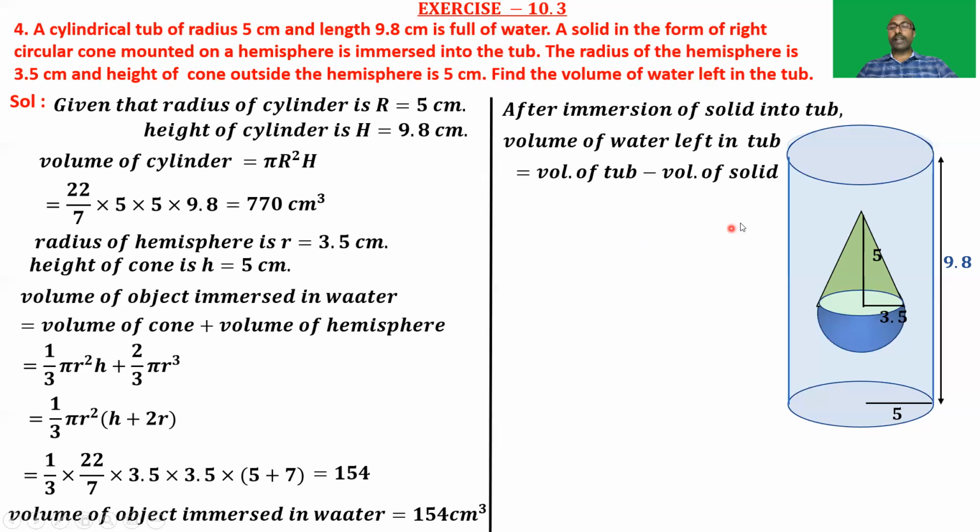So the volume of water left in the tub is equal to the volume of tub minus the volume of solid. The volume of tub, which is in the shape of a cylinder, is equal to pi r square H. Already we have found the value as 770 and the volume of solid is 154. So 770 minus 154 is equal to 616 cubic centimeter. So the volume of water left in the tub is equal to 616 cubic centimeter.